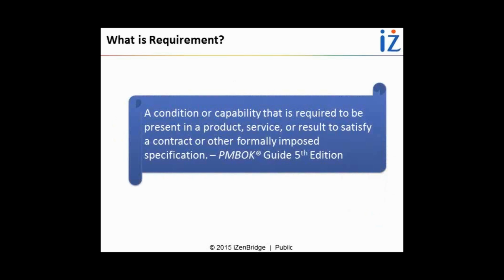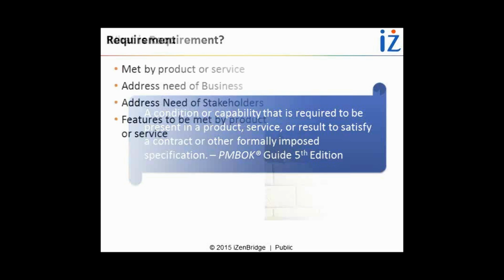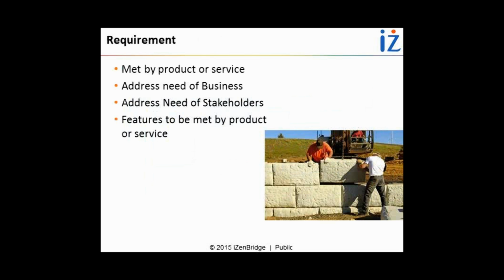So a requirement is a condition or a capability that is required to be present in a product, service, or result which we produce, which is imposed sometimes formally by some contract or statement of work. This is how the PMBOK defines it, but we can understand that we meet a requirement by producing a product or service. It addresses the need of the business. It addresses the need of the stakeholders. It is finally implemented by adding some features, some solution details, in our product or services.